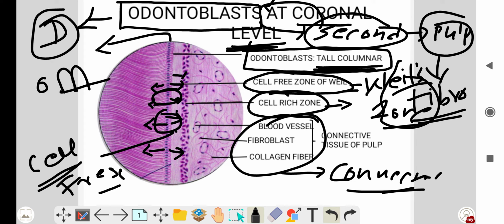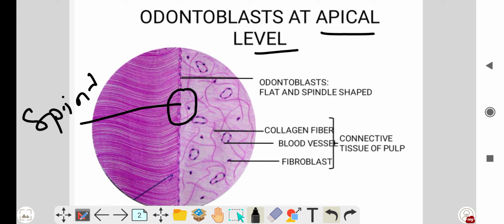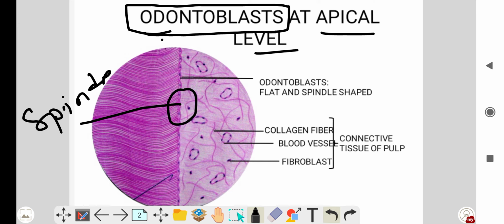In the mid portion these cells are cuboidal in nature, and in the apical portion, at the apical level, you can see these are flattened or spindle shaped odontoblastic cells. So these are the odontoblasts, and they form the dentine.